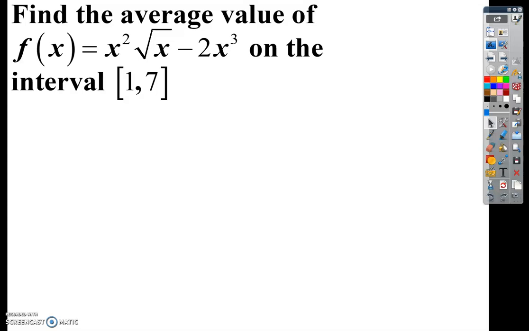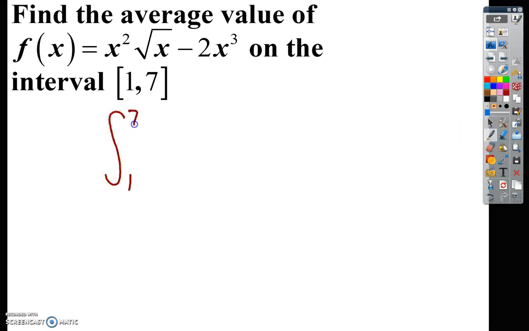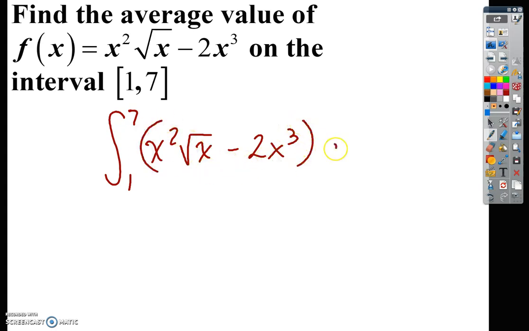All right, so we're going to open with finding the average value of a function. Average value is a relationship involving the integral, as we know. So it's going to be the integral from 1 to 7 of x squared times the square root of x minus 2x cubed dx. And then since it's average value, we multiply by the fraction 1 over 7 minus 1.